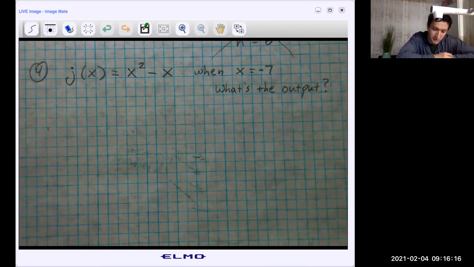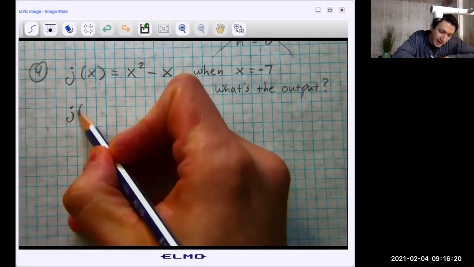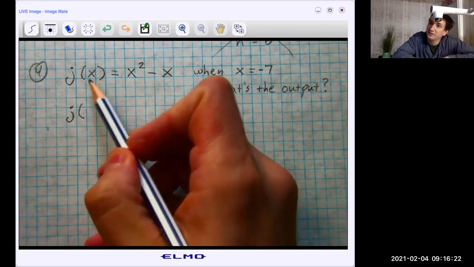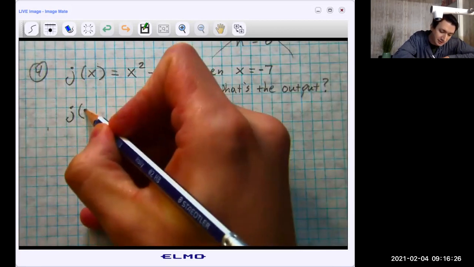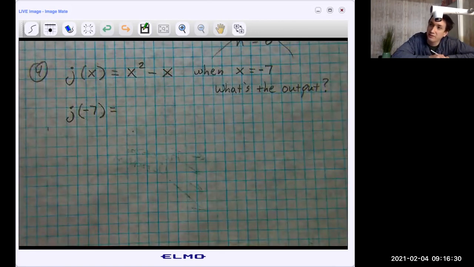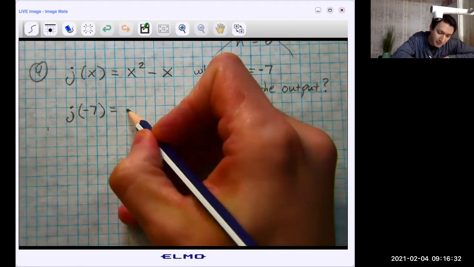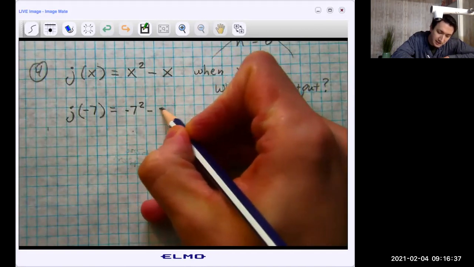Here's how you would show your work. I'm going to take my function j, and I'm going to change the x, because this is just saying that's my input, but I know what my input is. It's -7. So I'm going to say, what happens when I put in -7 into function j? Well, what needs to happen? I need to do -7 squared minus -7.